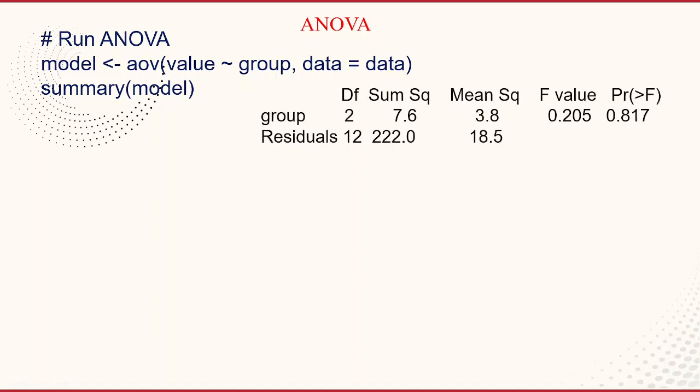Then this is the summary of the model. For the group, the degrees of freedom is 2, the sum of squares is 7.6, and the mean square is 3.8. The F value is 0.205 and Pr greater than F is 0.817. For residuals, the degrees of freedom is 12, the sum of squares is 222, and the mean square is 18.5. The entire summary of this model is displayed in the R program.